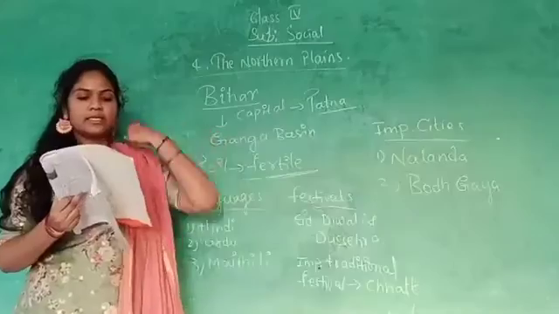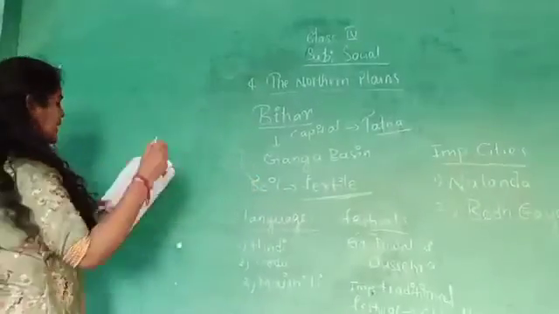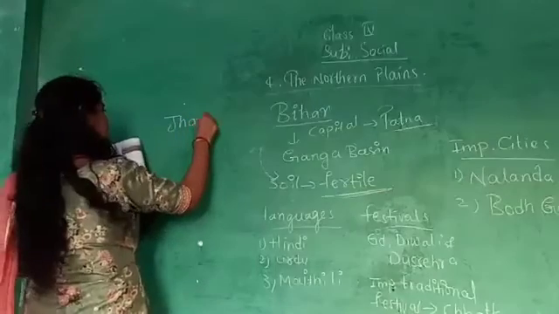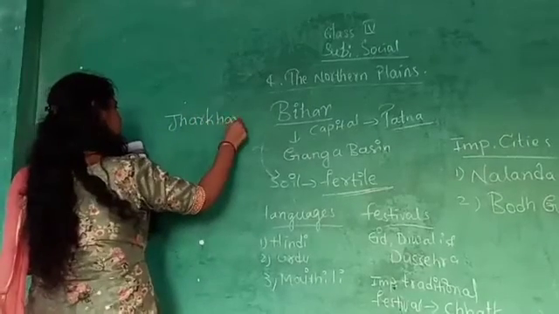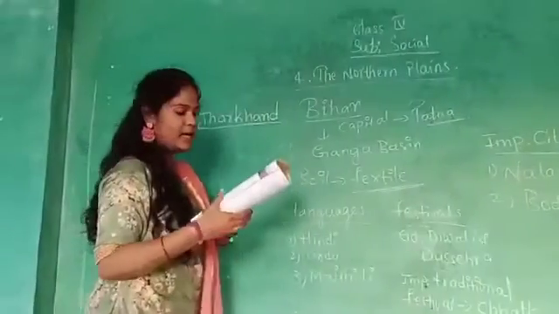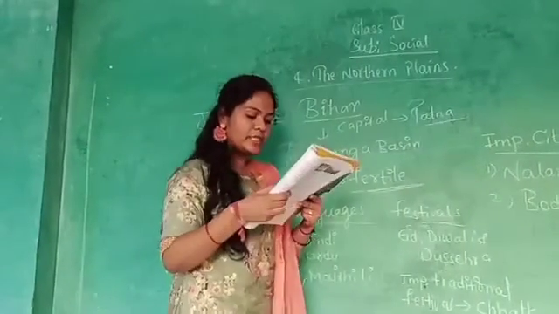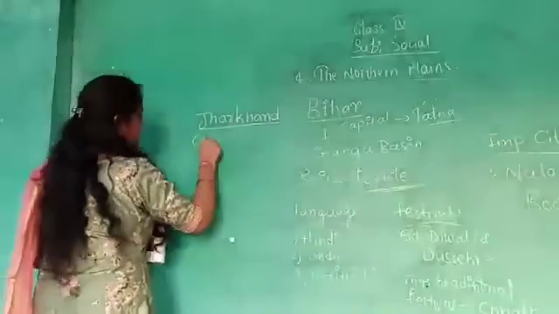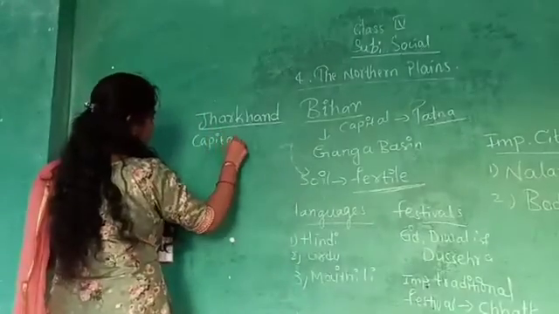Okay? Jharkhand we completed. Sorry, Bihar we completed. Next state is Jharkhand. You see, the capital of this new state is Ranchi. What is the capital of Jharkhand? Ranchi.